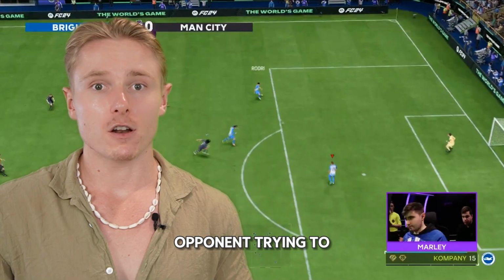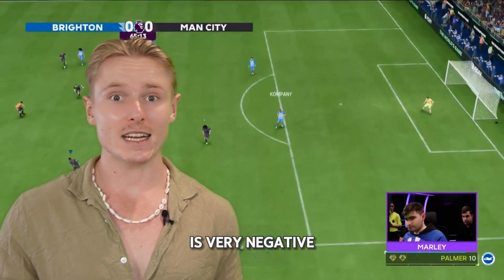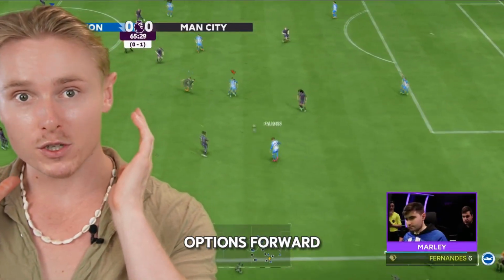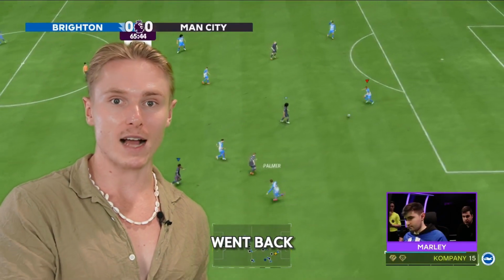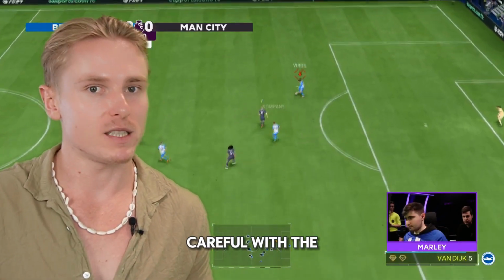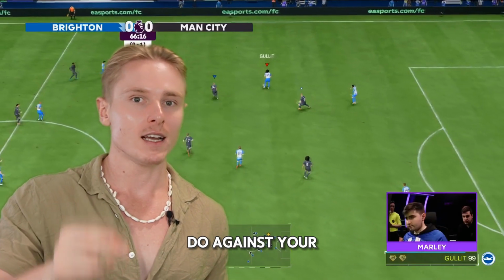You're seeing his opponent trying to build up. He's very negative in the attack. There are passing options forward, yet he still went back. He was being careful with the possession, and that's what you want to do against your opponent.